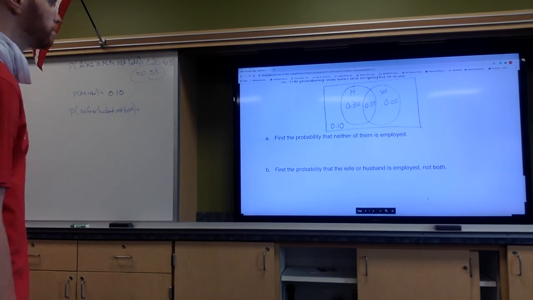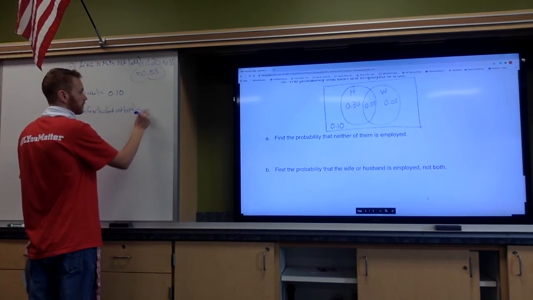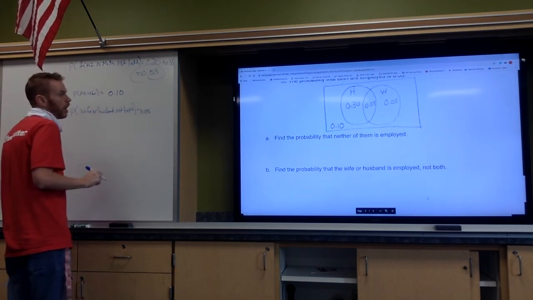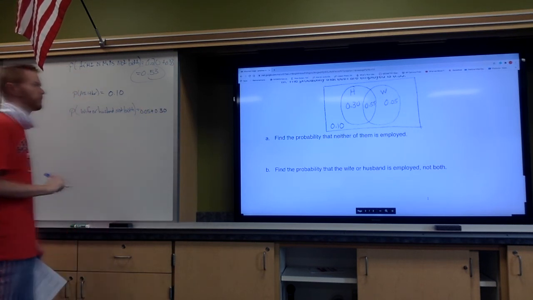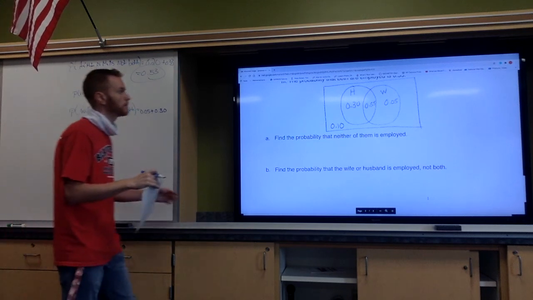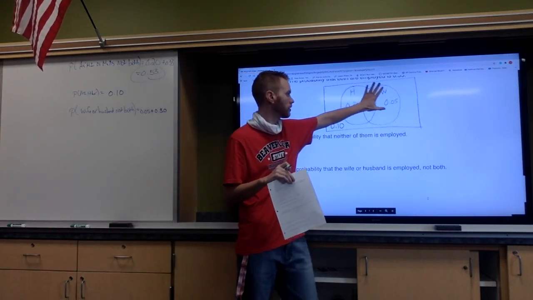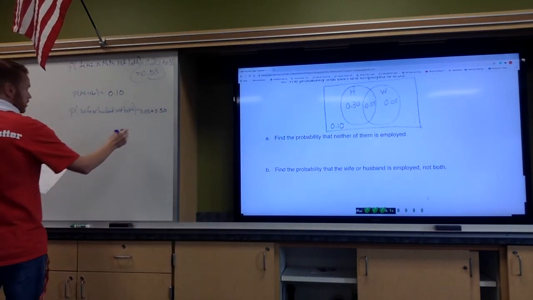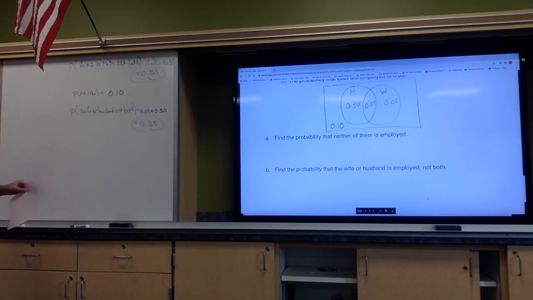Okay? Just one of them is employed. Let's go back to the chart. So the odds that it's just the wife is what? 0.05. Okay? The odds that it's just the husband, 30%. Notice that 0.55, I'm not touching at all, because that's the odds of them both happening, right? I'm looking at just this bubble and just this bubble, not where they overlap. Okay? So we get what? 35%? 35% chance it's just one of them to finish it off.